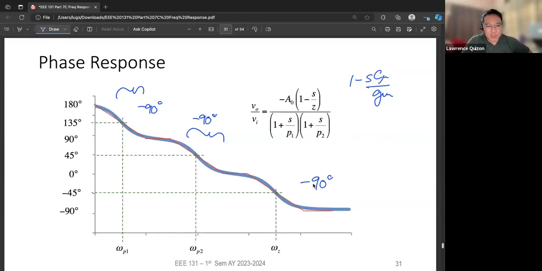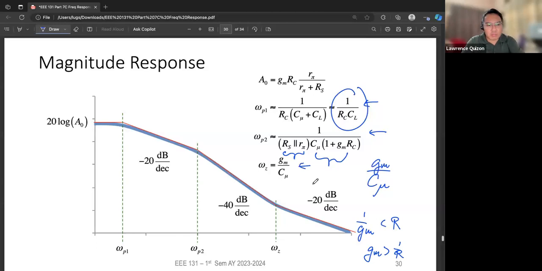But it usually probably doesn't matter kasi at this point your gain is so far down that you probably don't want to be using that part of the amplifier anyway, right?